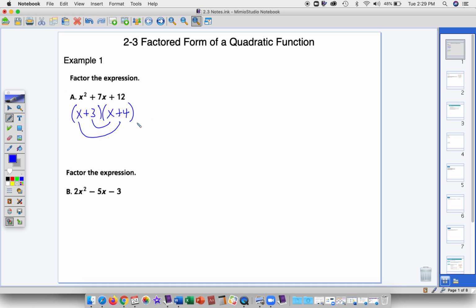So remember, with all factoring problems you can always redistribute to check all of your terms. X times x is x squared. The 3 times the 4 gives us the 12.